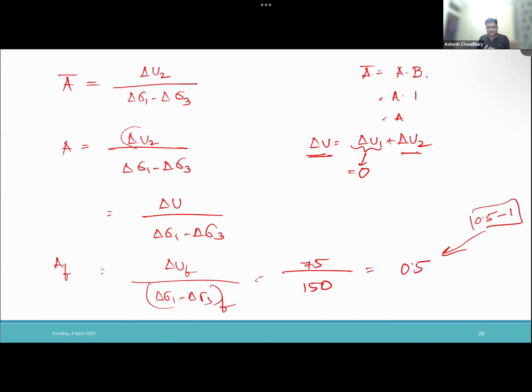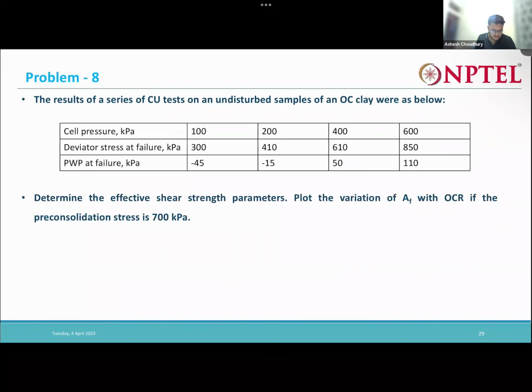Okay. After this, it had been asked to us to find my A parameter at failure. So that is also very simple. It is nothing but the change in pore pressure divided by the change in axial stress that caused it. So the pore pressure divided by the axial stress will be nothing but the A parameter. Okay, so very conceptual and very easy also. If this is clear, then let us go to the next problem.